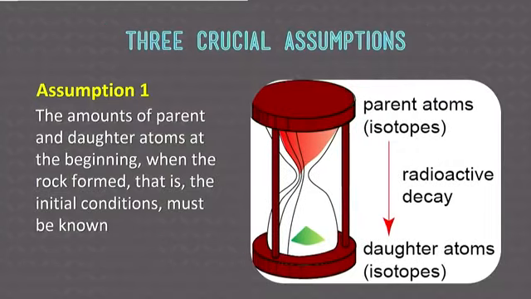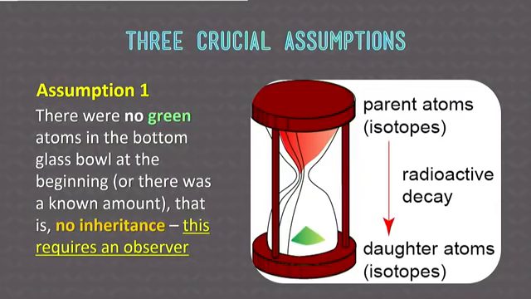And that's the first assumption. The geologists have to assume the amounts of parent and daughter atoms at the beginning when the rock formed. That is, the initial conditions must be known. You see, you have to assume there were no green atoms in the bottom of the glass bowl at the beginning. You were there in the kitchen, but guess what?